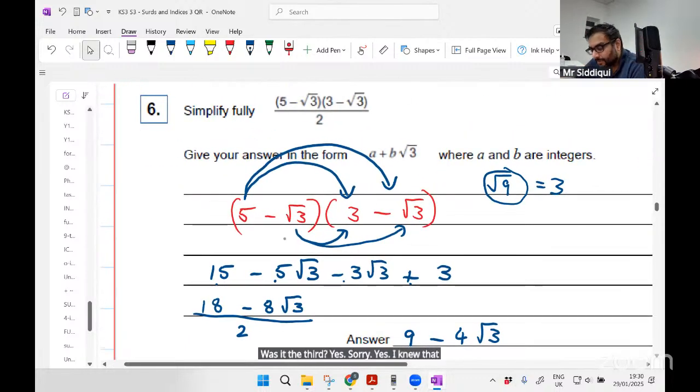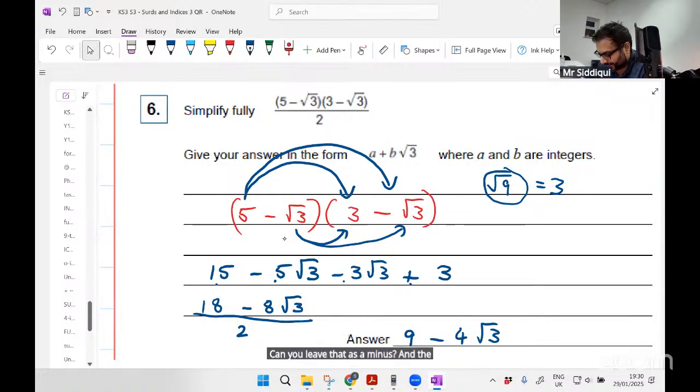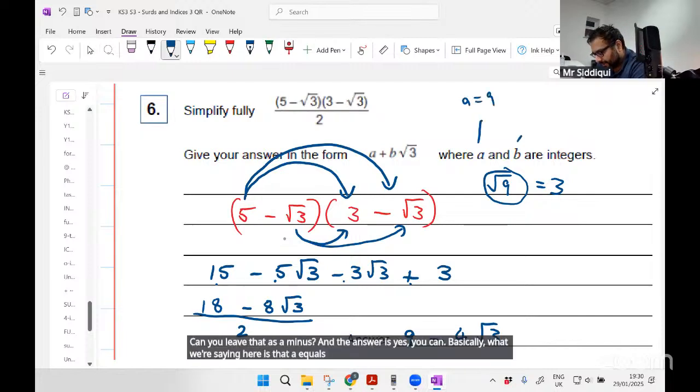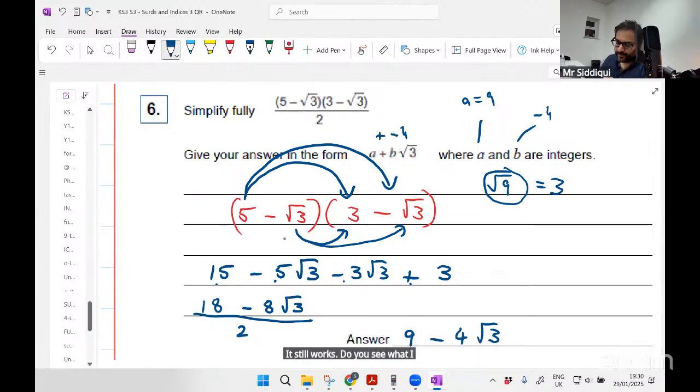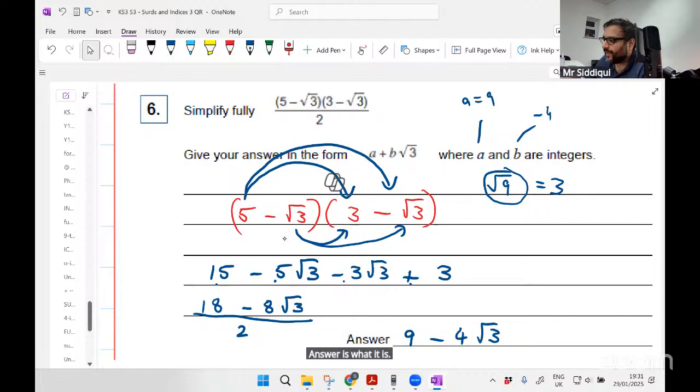So you're asking me, because it says leave your answer in that form, can you leave that as a minus? And the answer is yes, you can. Basically, what we're saying here is that A equals 9 and B equals minus 4. So if B is minus 4, it still works. Do you see what I mean? Because the plus and the minus make a minus. So yes, don't get too stressed out about the sign that they ask for in the question. The answer is what it is. Don't let that throw you.